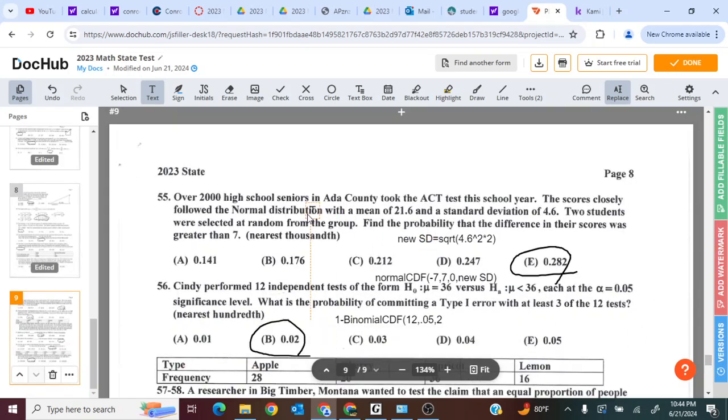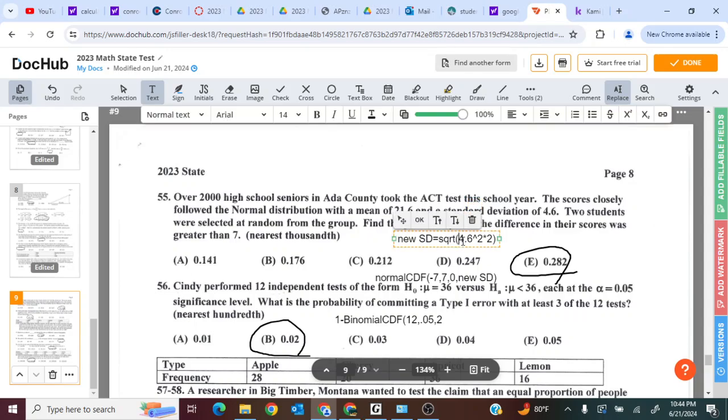55, over 2,000 high school seniors took the ACT test. Mean of 21.6, standard deviation of 4.6. If two students were selected at random, what's the probability their score difference was greater than 7? Okay, standard deviation with two groups is equal to the Pythagorean of their standard deviations, or basically square root of standard deviation squared plus standard deviation squared.